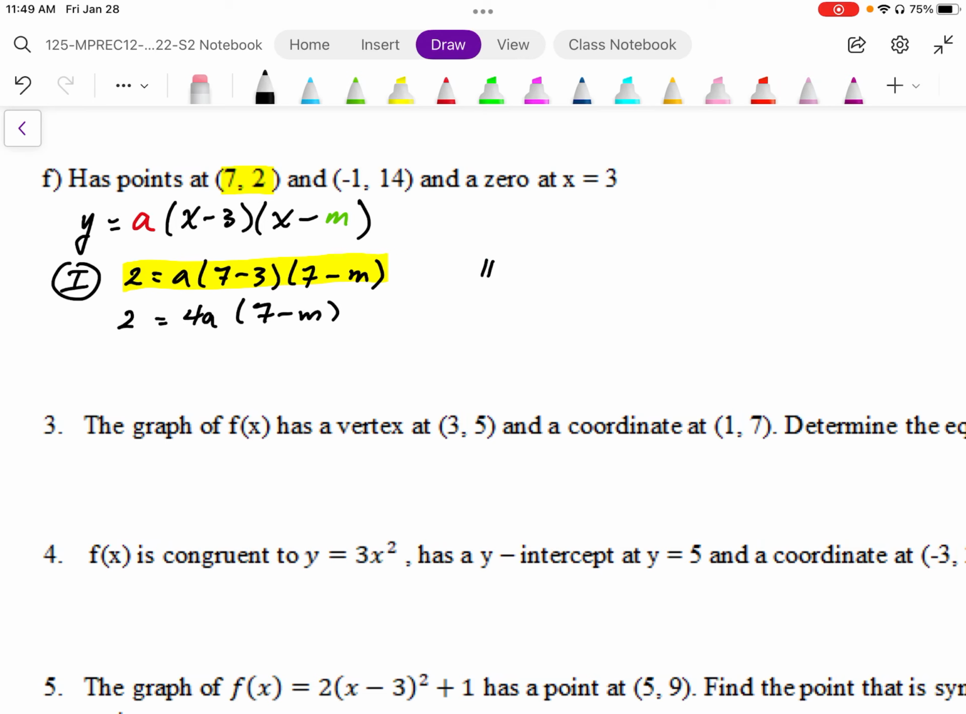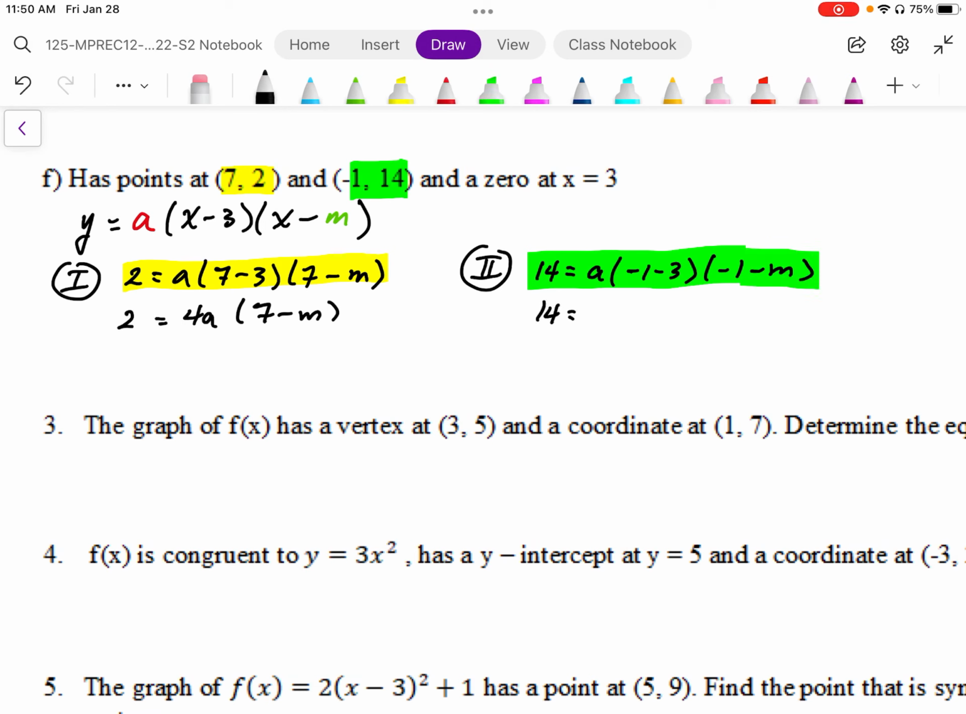And I need to come up with a second equation. That second equation is going to be based on this coordinate. So I end up with 14 is equal to a times (negative 1 minus 3) times (negative 1 minus m). And again, I'm going to simplify this expression. So I get 14 is equal to negative 4a times (1 plus m).